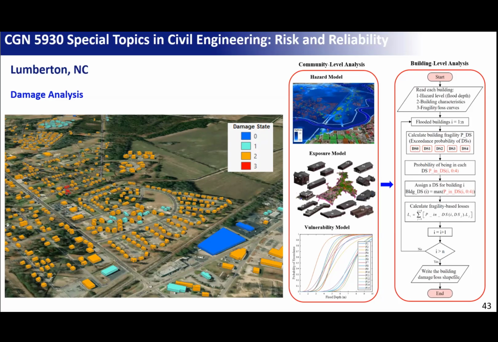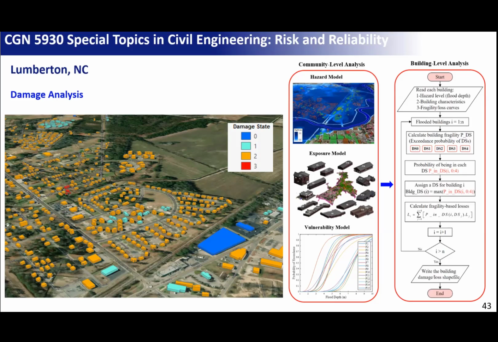So all what we did right now is just component level analysis and building level analysis, but we didn't know how to do community level analysis. So for community level analysis, first, we will need the hazards so that we can know the hazard intensity at each building. And then we need to know where these buildings are. So we need a shapefile or a GIS file that tells us where the buildings are.